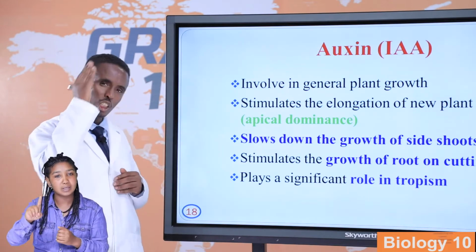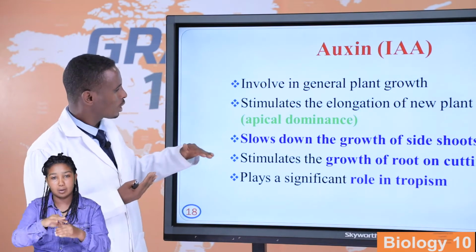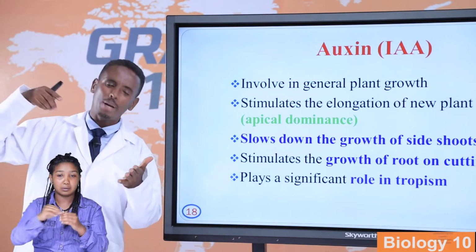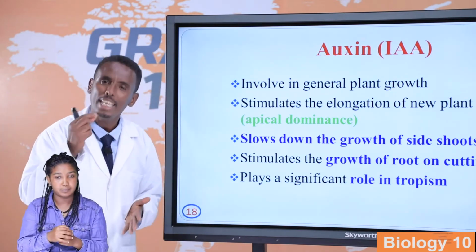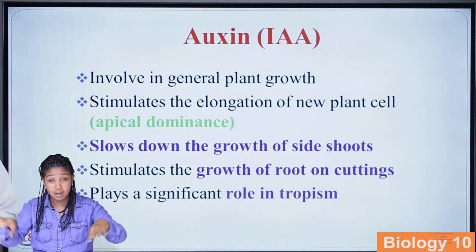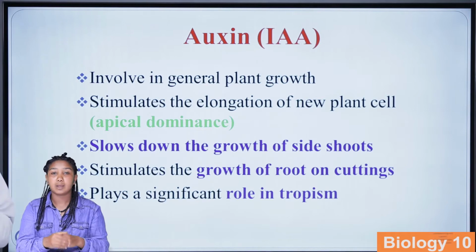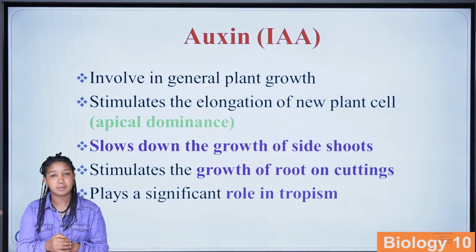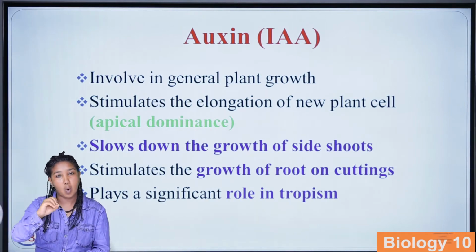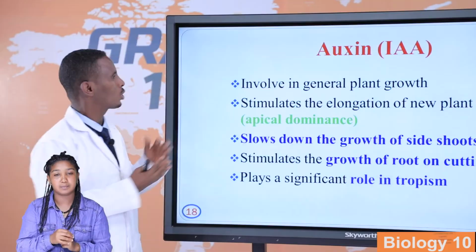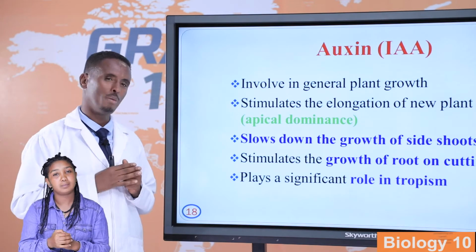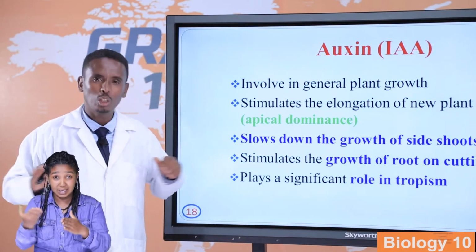Auxin stimulates elongation of the new plant. Auxin stimulates growth of roots on cuttings. When auxin is applied on the cut stem, roots grow immediately, because auxin is very important in root formation on cuttings. The other role of auxin is a significant role in tropism. Tropism is the directional response of a plant to stimuli. So these are the roles of auxin. Mainly, auxin has a role in apical dominance, but it inhibits side shoot growth.